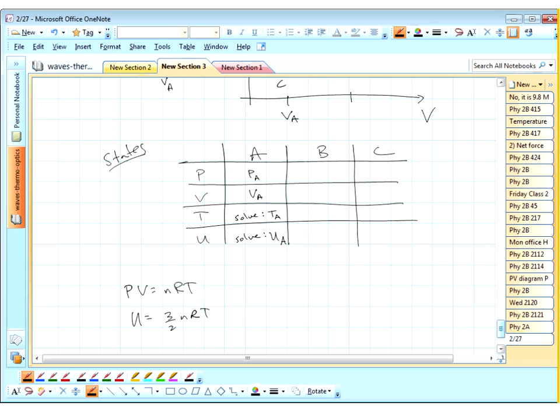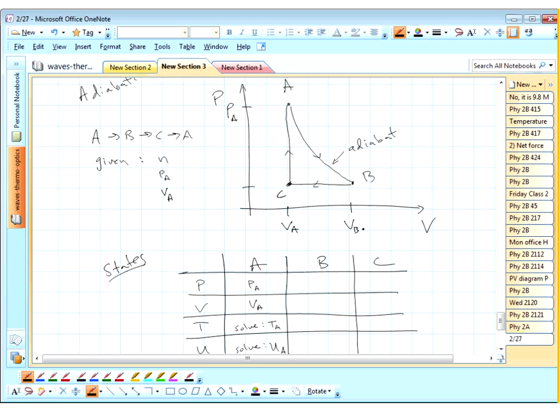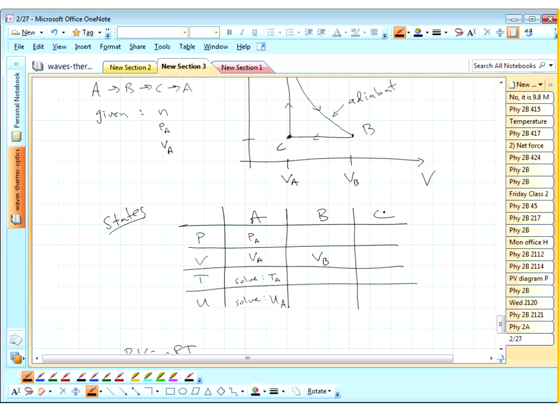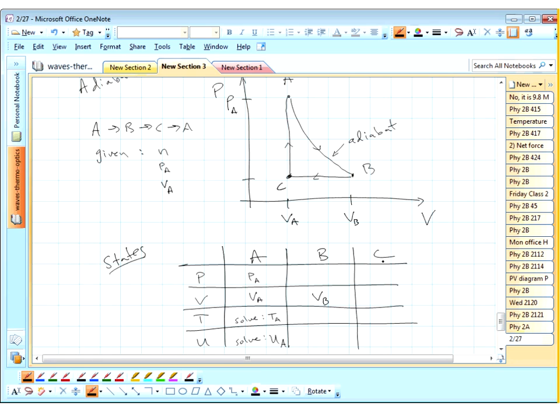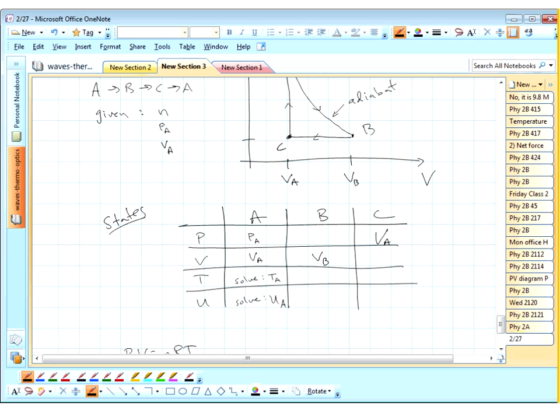And maybe they only gave us this other information. And that's it. We know the volume at C is equal to the volume at A. That's a given. So we don't have enough information to solve for TB or TC. So it seems like we're stuck.